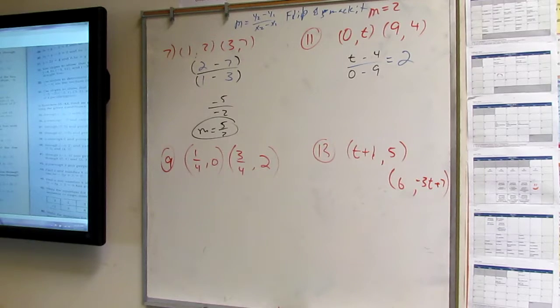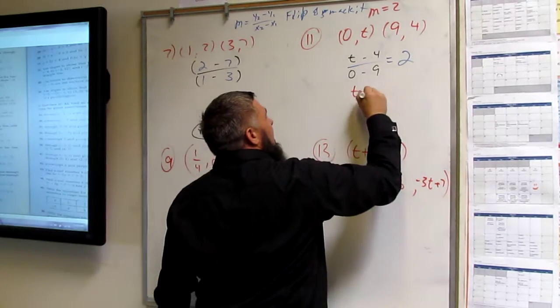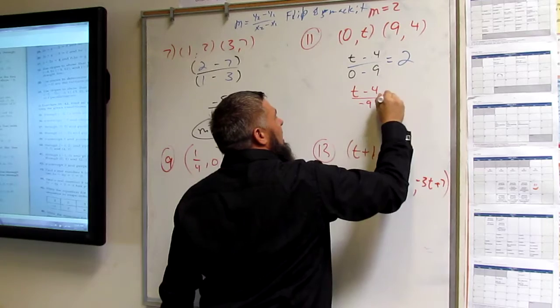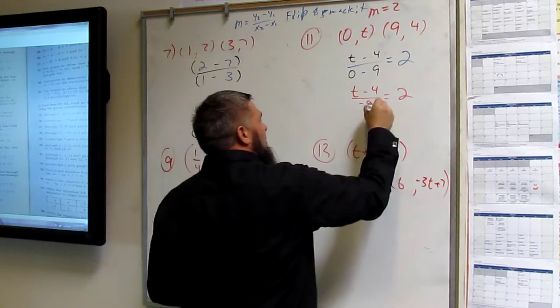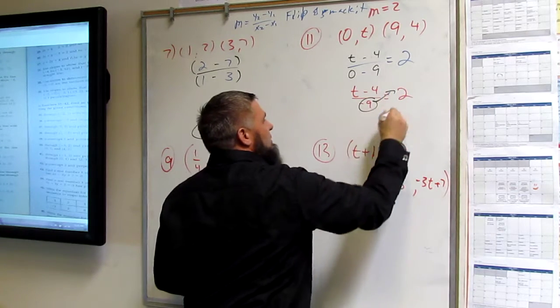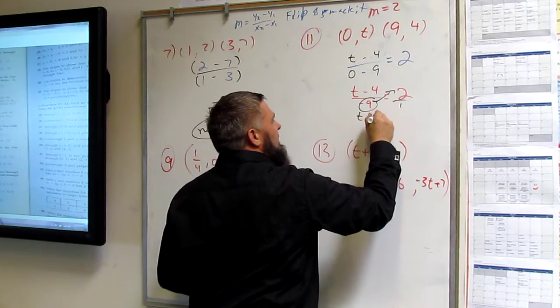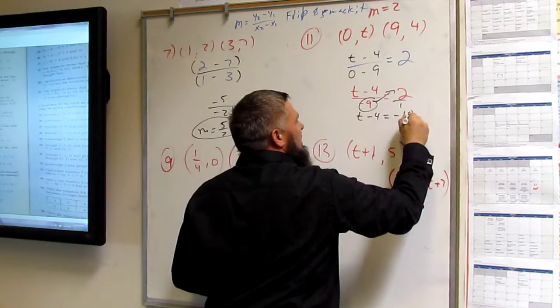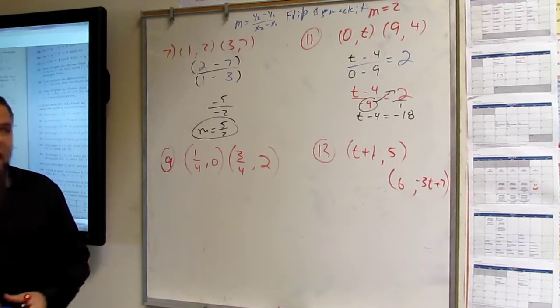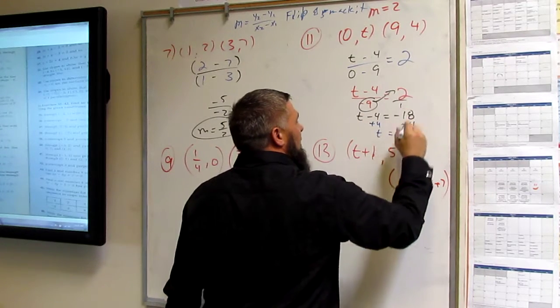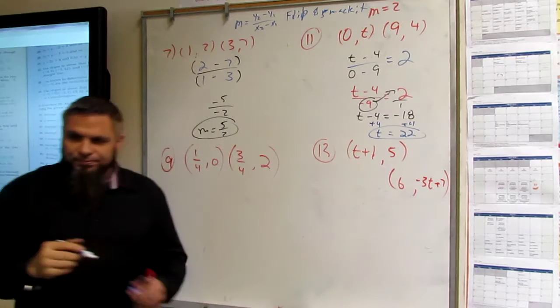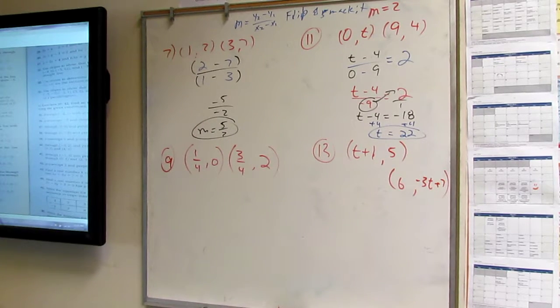Okay? So you have t minus 4 over negative 9 equals 2. So multiply both sides by 9 or just cross multiply. Boom. Right? This is a 1. That doesn't do anything. t minus 4 equals negative 18. Add 4. t equals 22. Done. Nice.